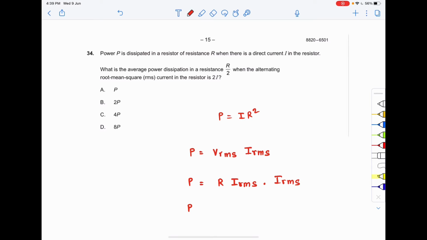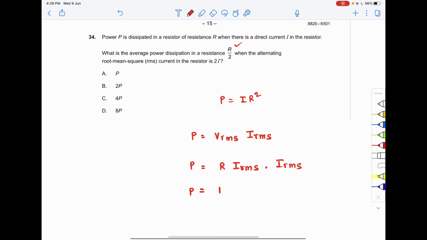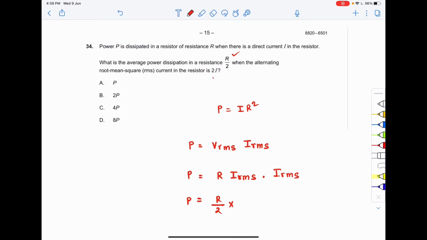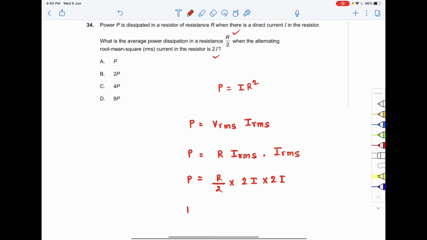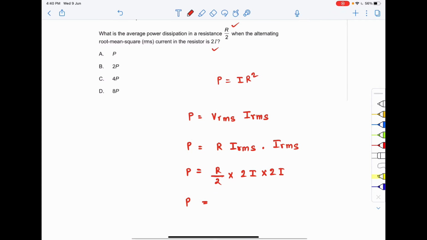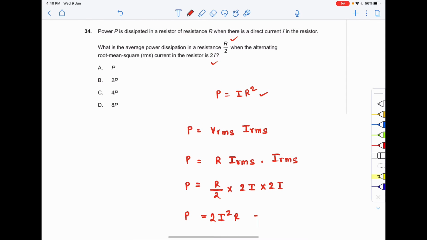Okay, so now what is the resistance? The resistance is R by 2, right? IRMS is given in the question to be 2I, right? So this is 2I into 2I. So the power that is produced is equal to 2I square R. Okay, so what is I square R? This is P. So the power that is produced, P dash, is equal to twice of P. So the correct option to question number 34 is option B.